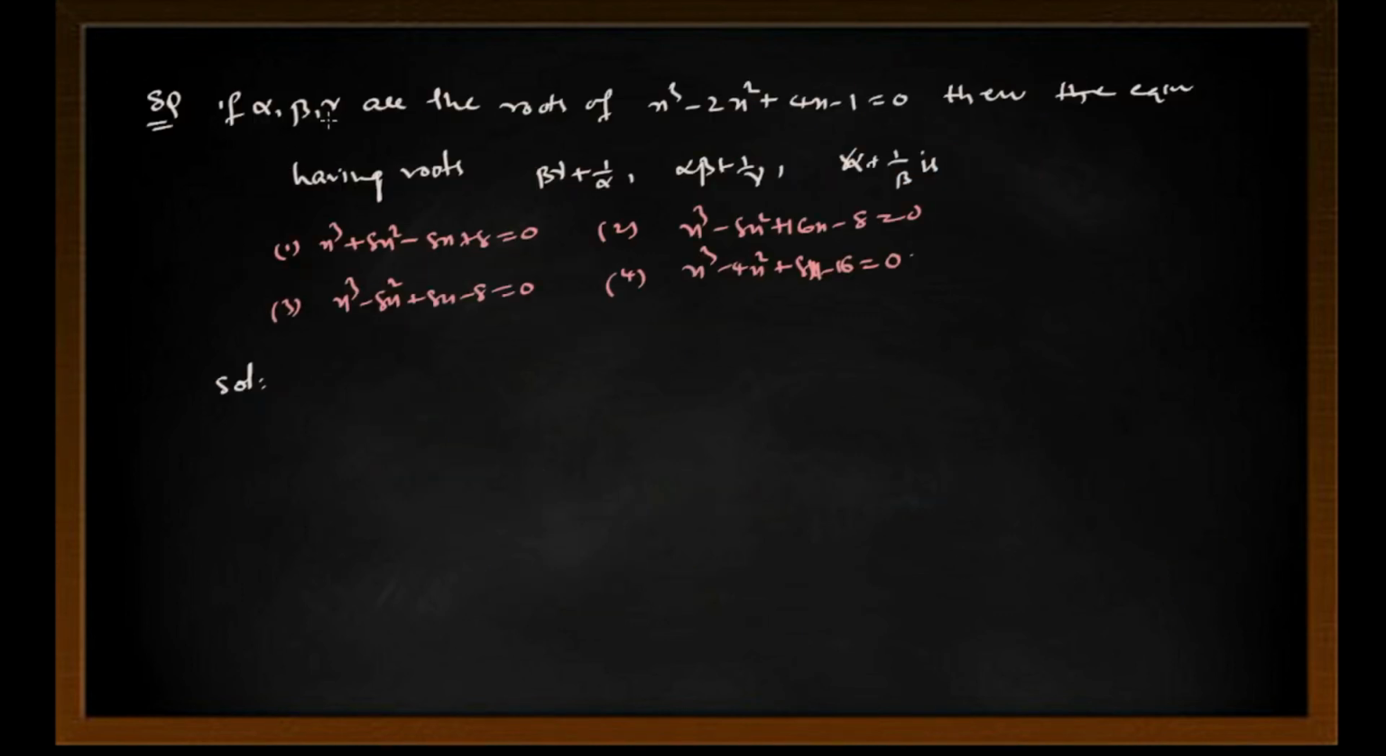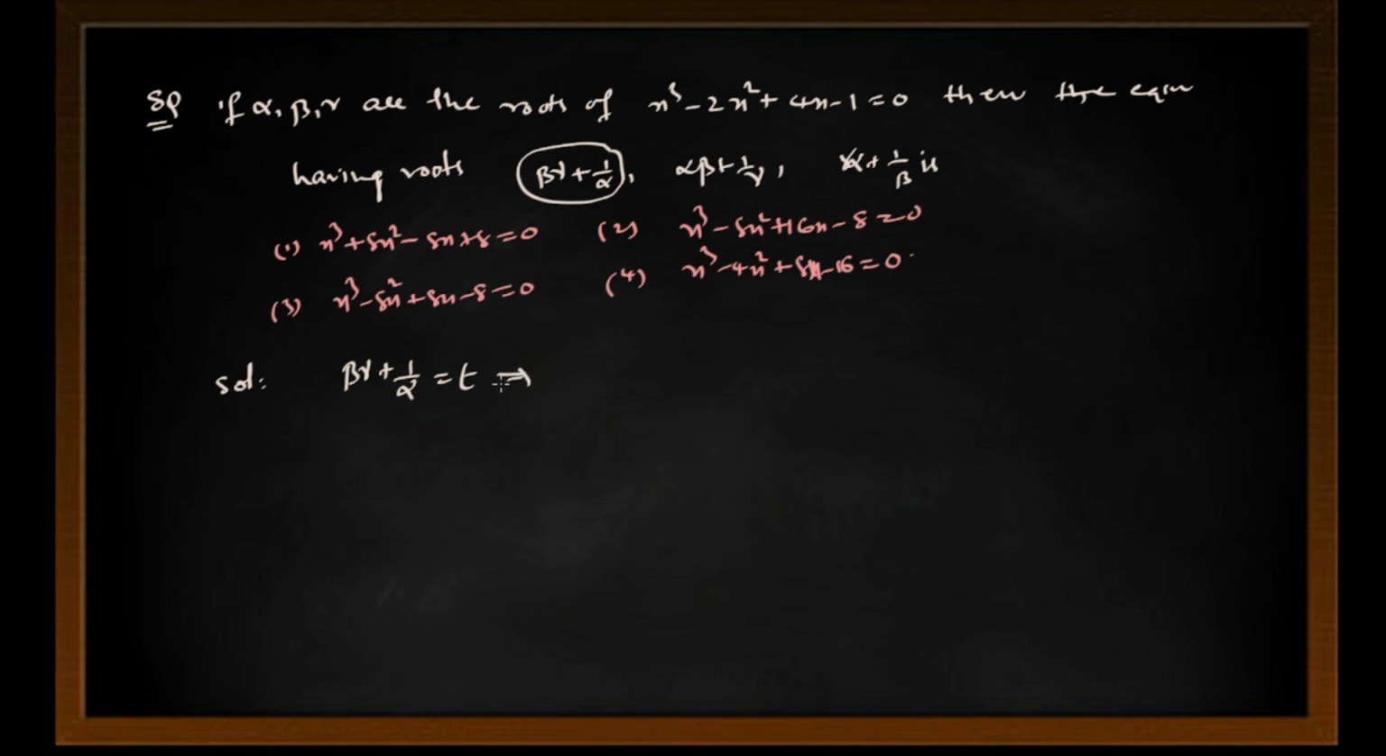Next question is, if alpha, beta, gamma are the roots of the given equation, then the equation having roots beta gamma plus 1 by alpha, alpha beta plus 1 by gamma, gamma alpha plus 1 by beta is. So we have to find the cubic equation whose roots are given. Let our first root beta gamma plus 1 by alpha be t. So we have to find the cubic equation whose root is t. First simplify this t.